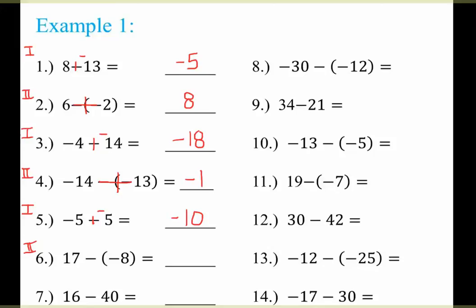Okay, we're going to change that minus a negative into a plus a positive, and we end up with 25. All right, number 7, 16 minus 40. That's a type 1, just a minus sign. Change that into plus a negative 40. War problem, negatives win. They win by 24.